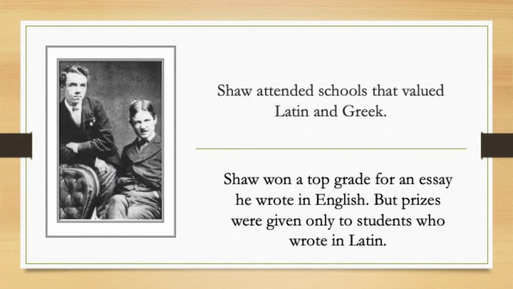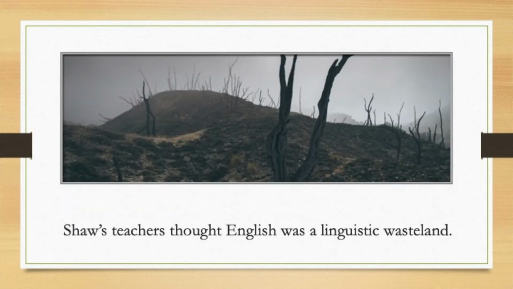Young Bernard Shaw attended schools that valued Latin and Greek and ignored English. Shaw earned a top grade for an essay he wrote in English, but prizes were given only to students who wrote in Latin. This is our first example of a misperception about language. Shaw's teachers couldn't see what a gifted writer he was. His teachers thought that English was a linguistic wasteland.